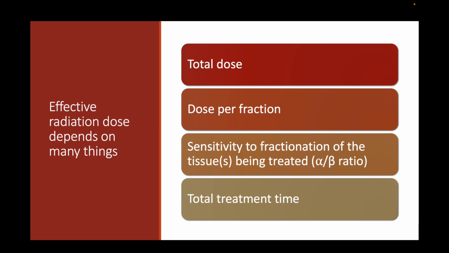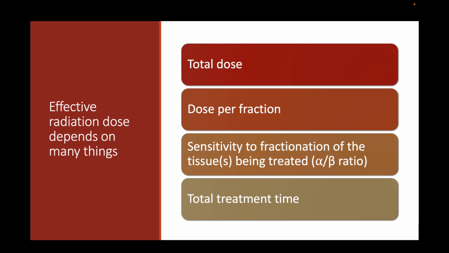So to those very radiation-sensitive cells, it doesn't matter so much if we give radiation at a small dose per fraction or a higher dose per fraction. They're sensitive to radiation overall, but they are not as sensitive to the dose per fraction.